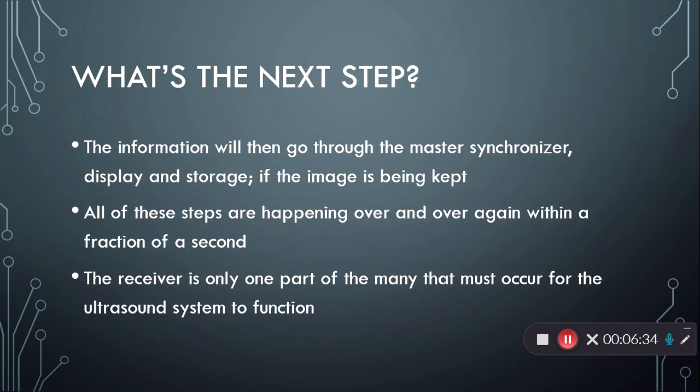So, what happens next? The information will then go through the master synchronizer and display. Finally, storage if the image is being kept. All of these steps are happening over and over again in a fraction of a second. The receiver is only one small part of many that must occur for the ultrasound system to function correctly.